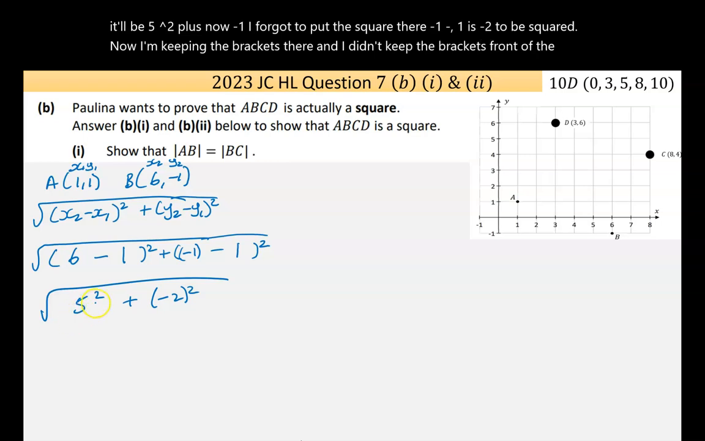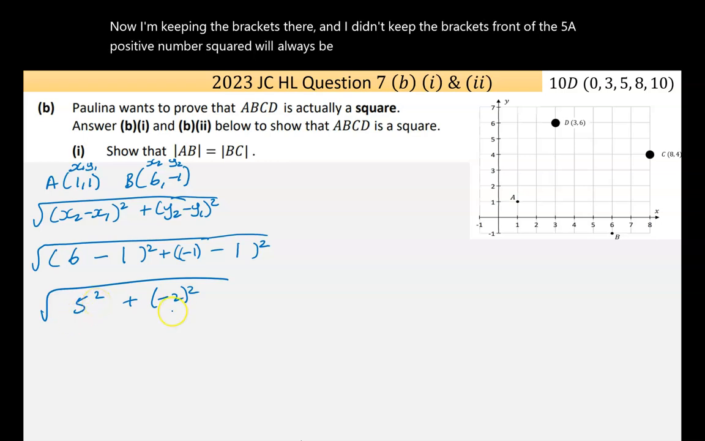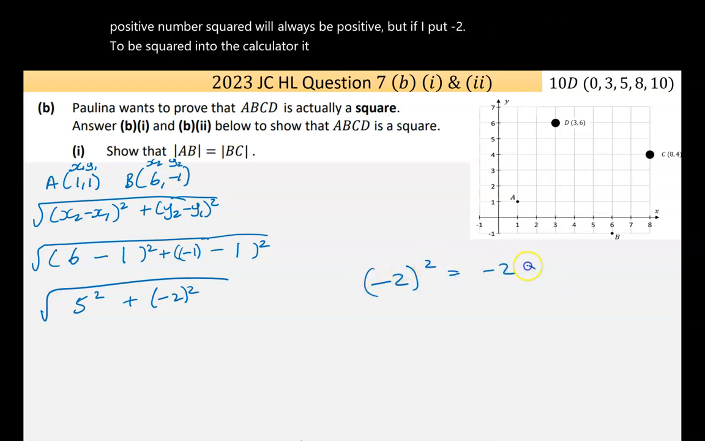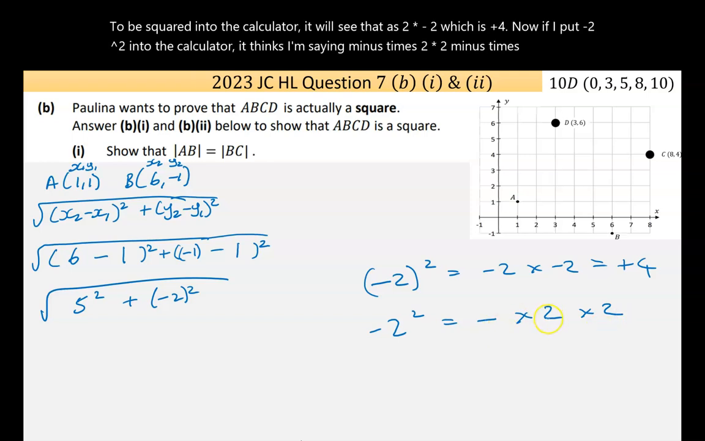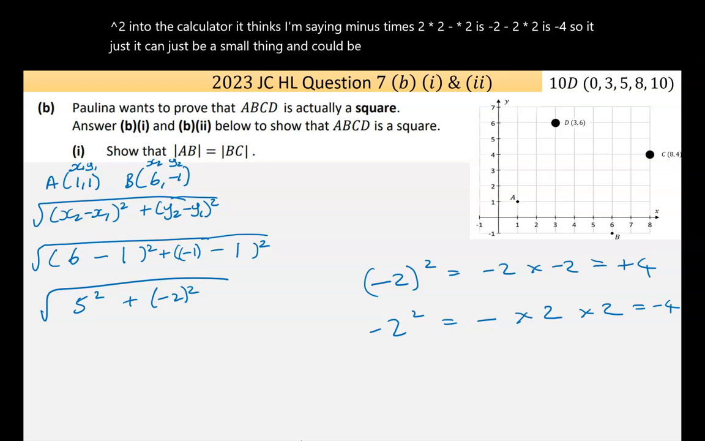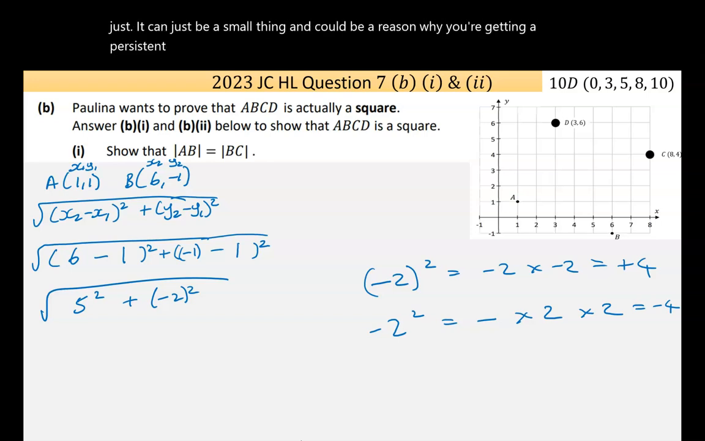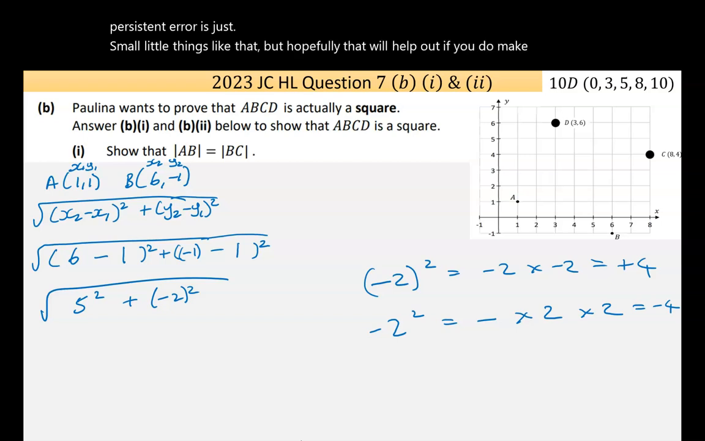A positive number squared will always be positive. But if I put (-2) squared into the calculator, it will see that as -2 times -2, which is +4. Now, if I put -2 squared into the calculator, it thinks I'm saying minus times 2 times 2. Minus times 2 is -2. -2 times 2 is -4. So it can just be a small thing, and could be a reason why you're getting a persistent error, is just small little things like that. Hopefully that will help out if you do make that mistake.